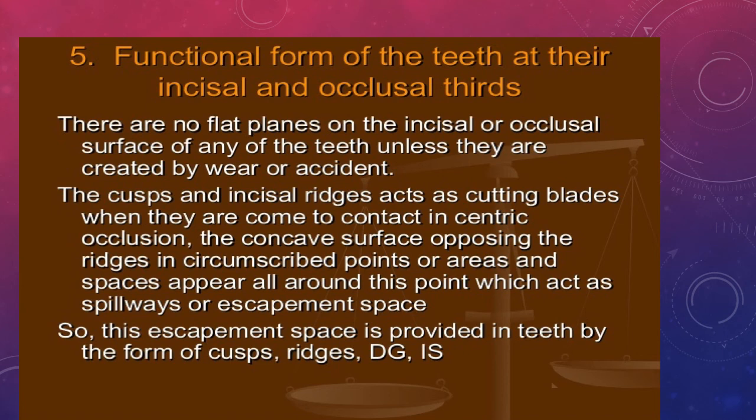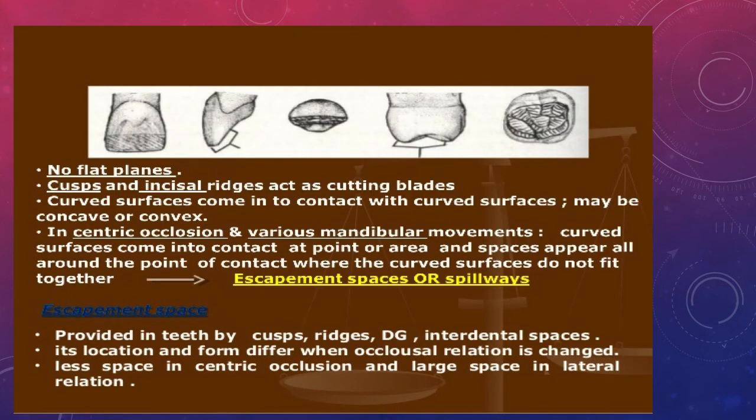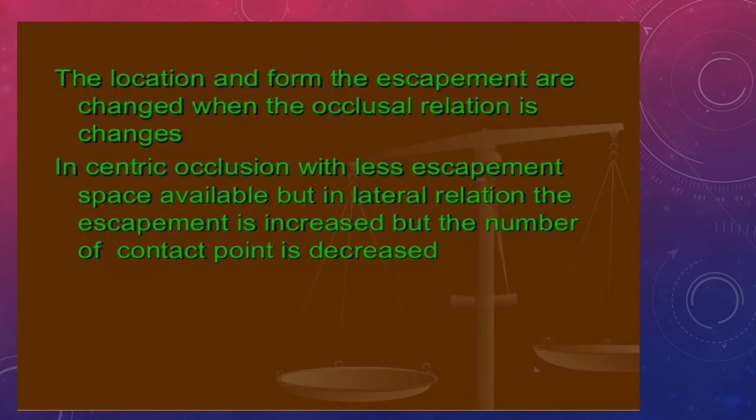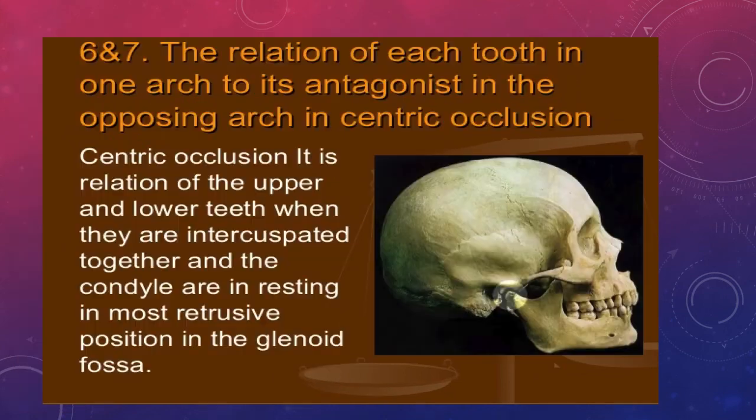Contact occurs at circumscribed points or areas, and spaces appear all around these points, which act as spillways or escapement space. This escapement space is provided in the teeth by the form of cusps, ridges, grooves and so on. The locations and forms of the escapement change when the occlusal relation is changed. In centric occlusion there is less escapement space available, but in lateral relation the escapement is increased, while the number of contact points is decreased.